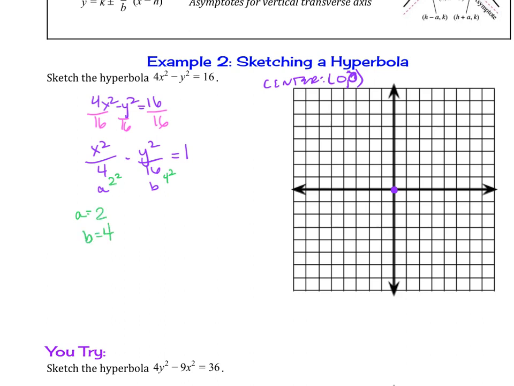So if a is 2, then we know that our vertices are going to be here. And then b is 4, so that tells us it is here and here. Now what we're going to do with these points is draw just a box to kind of help us out here. Then we can find c as well, so let's do that.